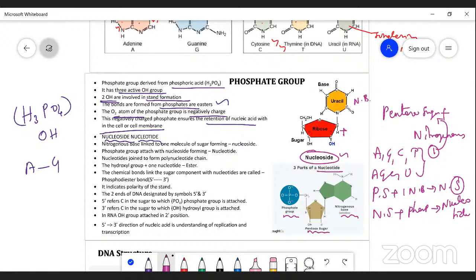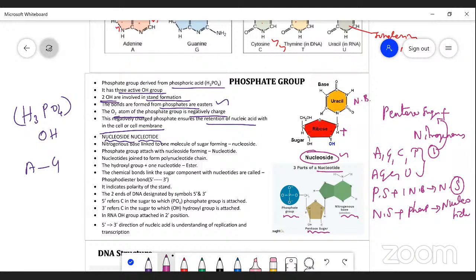First we studied the pentose sugar. Pentose sugar has two types: the deoxy sugar and the ribose sugar. Second, nitrogen bases have two types, purine and pyrimidine. Purines have a double ring, and pyrimidines a single ring. The nitrogen bases are adenine, guanine, cytosine, thymine, and uracil. The third is the phosphate group, which has an OH group. Now these three combine together to form the nucleoside and nucleotide.